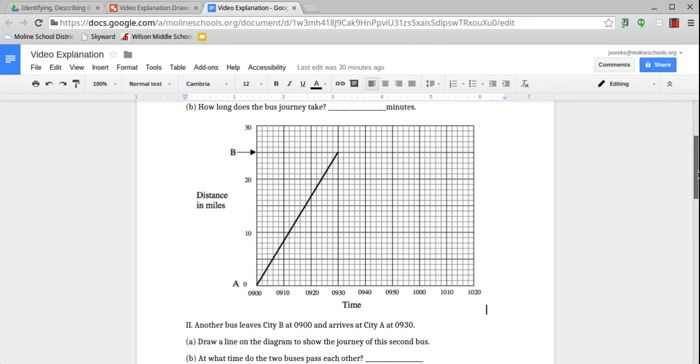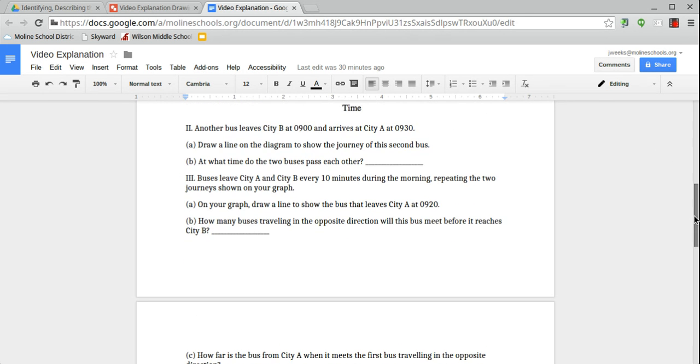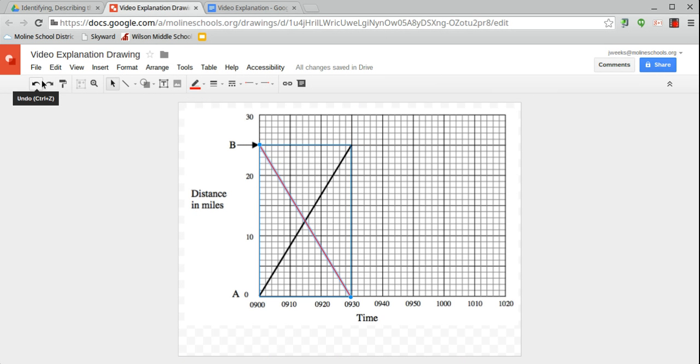All right, let's scroll down for some more questions. Another bus leaves city B at 9 o'clock and arrives back at city A at 9:30. They want me to draw a line on the diagram to show the journey of this second bus. So I've made a drawing here to show that. I have the second bus in red. It left city B. It went to city A. It took a half an hour. So this red line is the journey that bus B took.